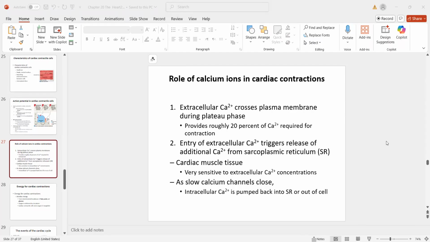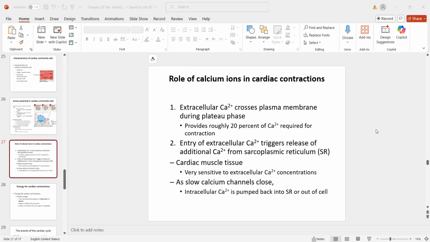The appearance of an action potential in the cardiac contractile cell plasma membrane produces a contraction by causing an increase in the concentration of calcium ions around the myofibrils. This process takes place in two steps. Extracellular calcium ions crossing the plasma membrane during the plateau phase of the action potential provide roughly 20% of the calcium required for a contraction.